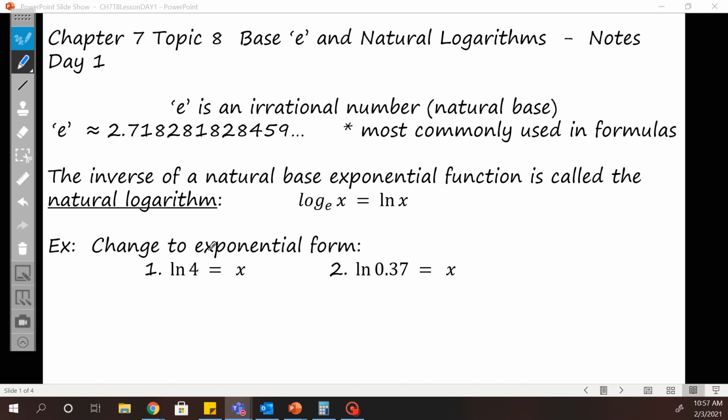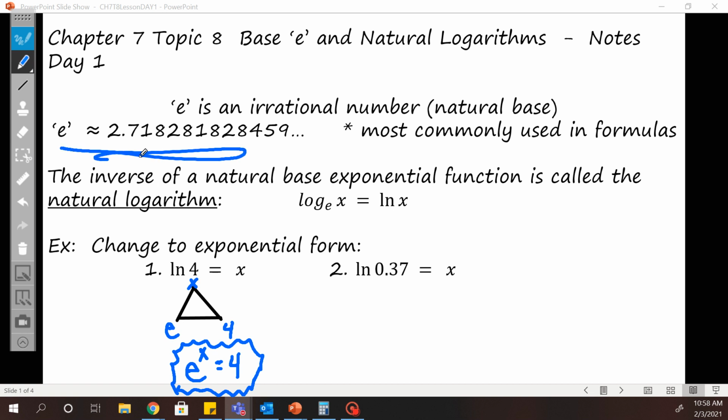So, for instance, if we look at example number 1, and we want to turn this into exponential form, well, this is a natural log, so it has a base of e, 4, and then it's equal to x. So if I wrote this as an exponent, it would be e to the x power is equal to 4. And of course, we could solve this if we wanted to, but we're not going to right now. All right, so just keep in mind, if you see a natural log, it's a log with a base of e, and e is equal to this number.